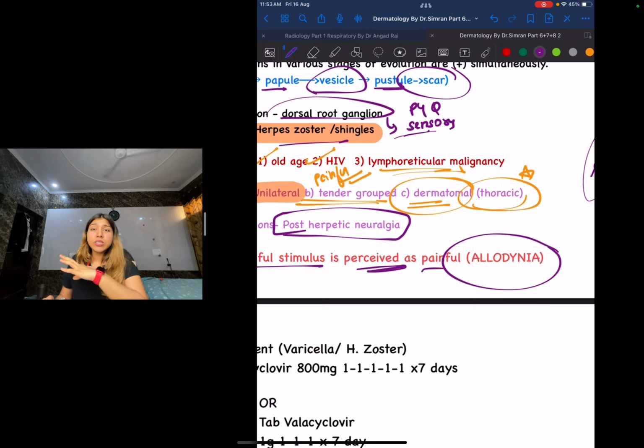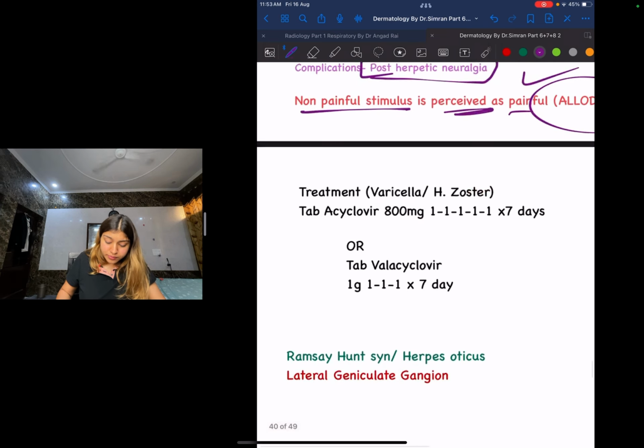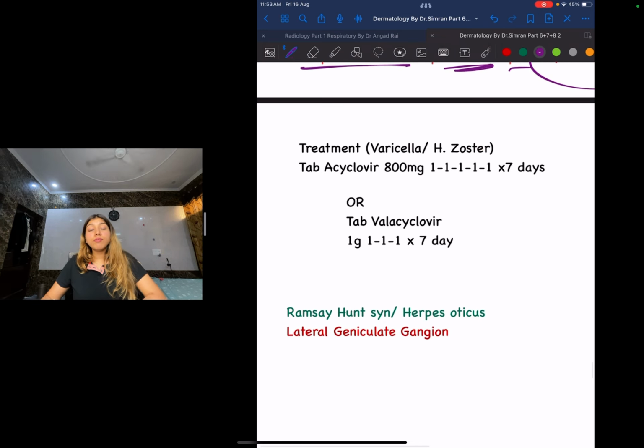Okay, it is a non-painful stimulus, like a feather. What kind of pain could it even cause to a normal person? That is what this patient will go through, allodynia. Okay, next, what is going to be the treatment for varicella or shingles or herpes zoster, guys?